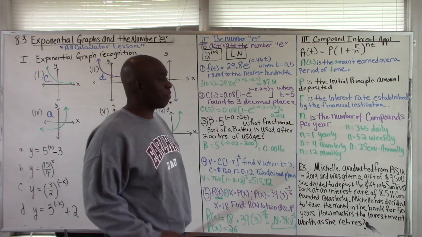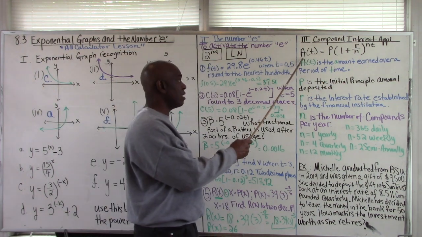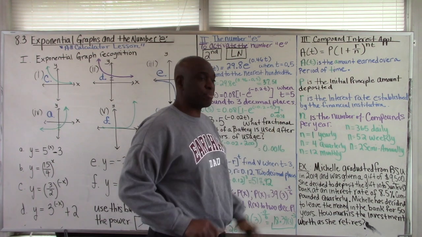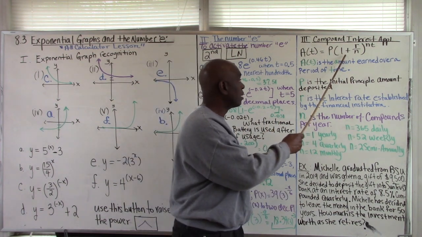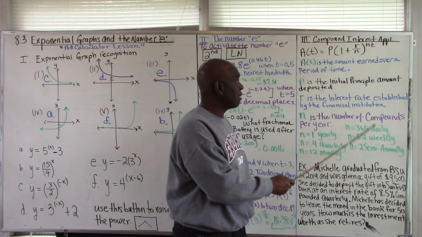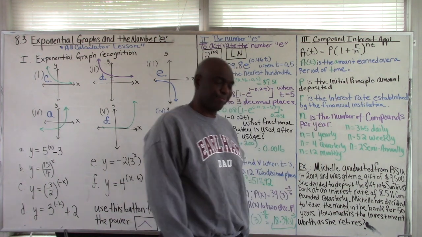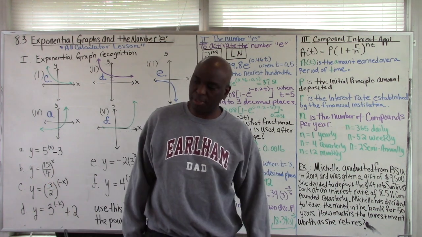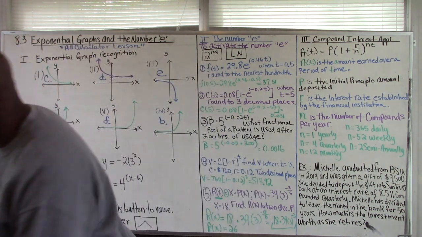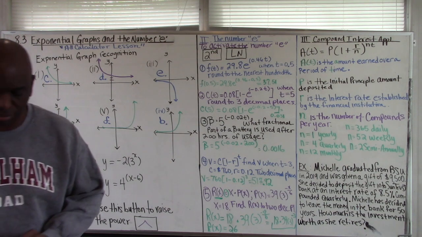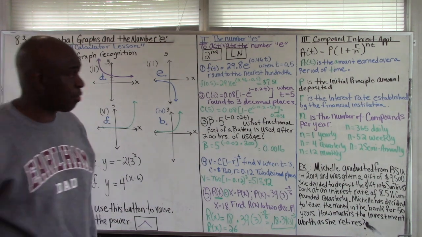The formula for compound interest is A of t equals P times the quantity of 1 plus R divided by N to the power of NT. All right, let's explain everything, because that's critical. And I have everything for your explanation already here on the board.